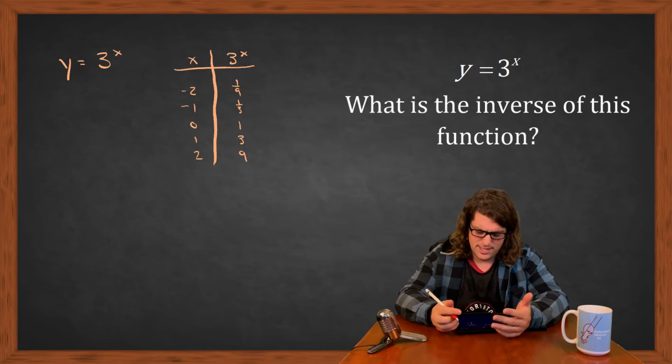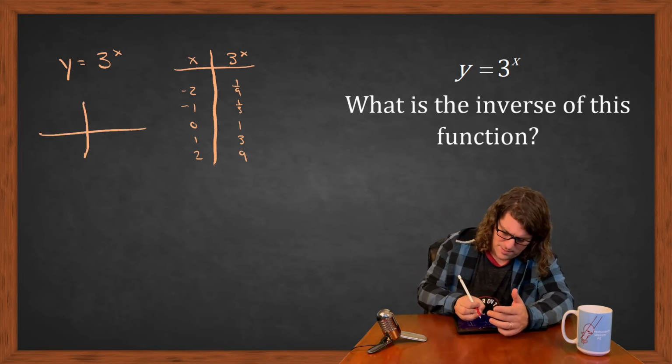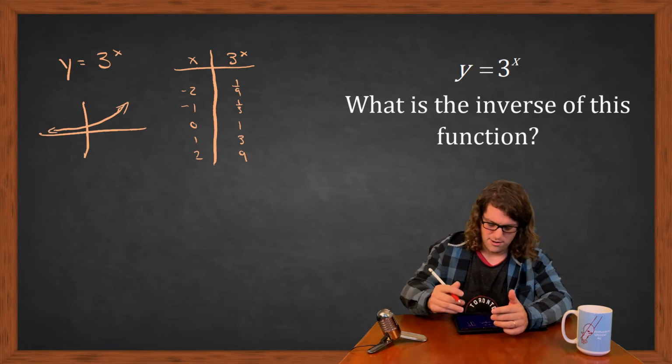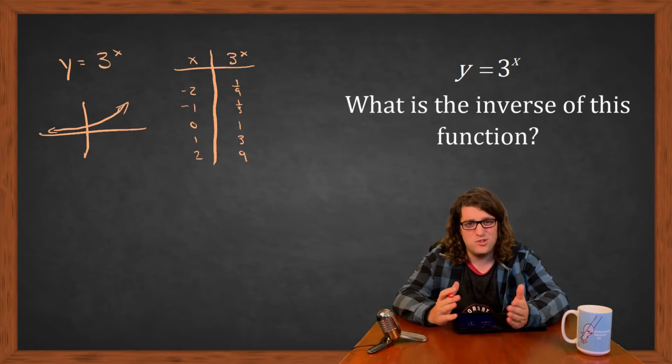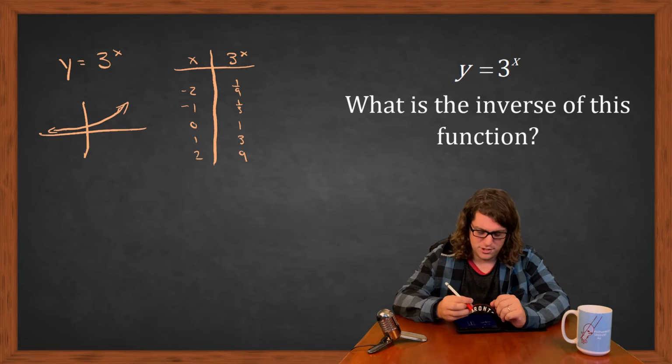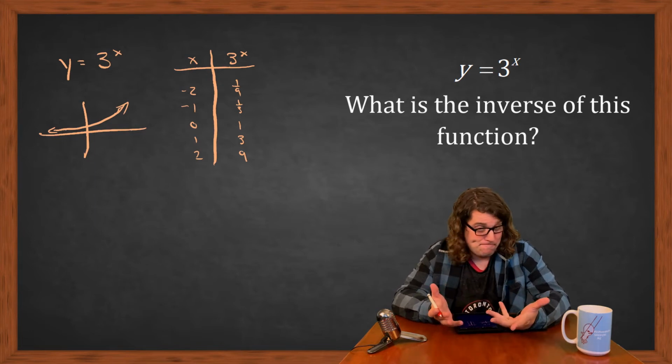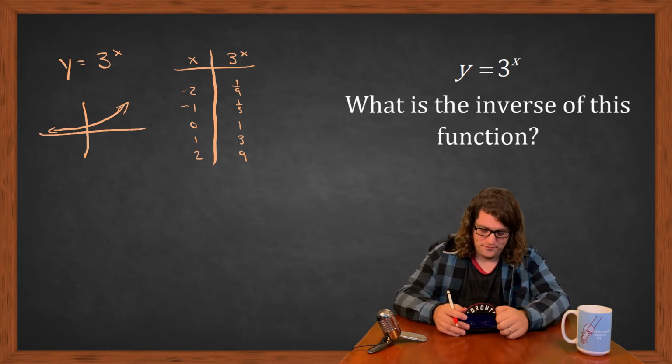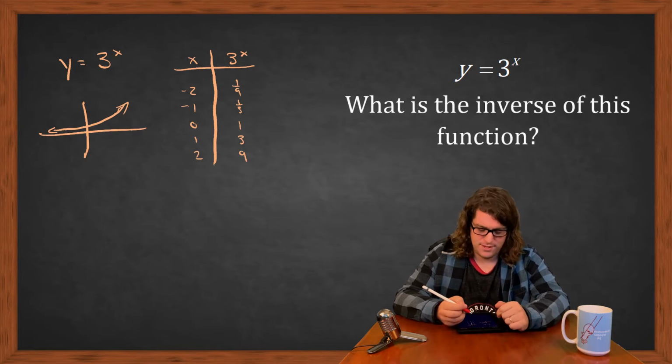So those points would lead to a little picture that looks something like this. I'm just going to sketch it with no actual labeling here. So it's going to look something like that. Normal, typical base exponential function. There it is. So what would the inverse of this look like?